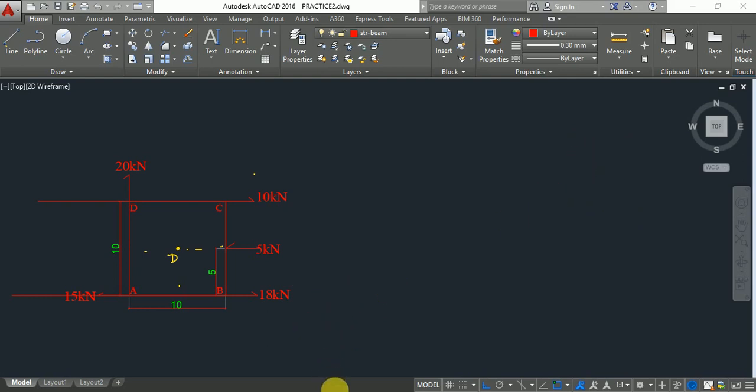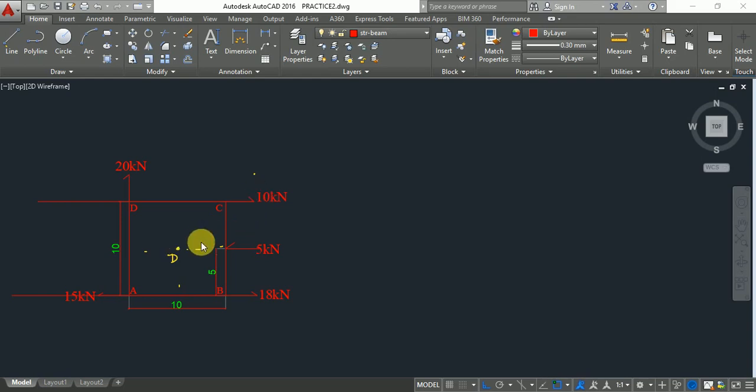Now let us calculate the moment about this point D because of all these forces. See here, the chosen point D is 5 meters, 5 meters, 5 meters, 5 meters. That is, it is exactly at the center of this square box. So about this point, let us start with this force only.